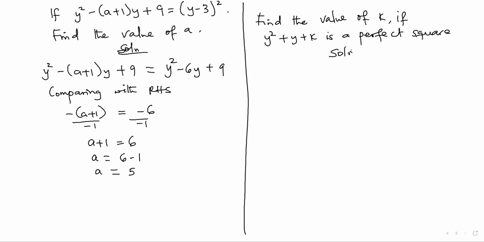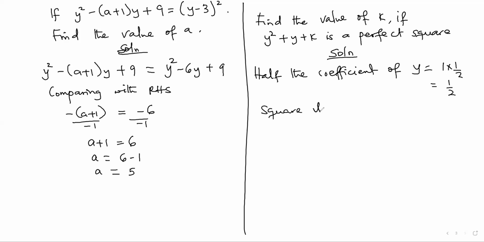So don't forget, what you need to do is to take the coefficient of y. And if you take the coefficient of y, it's 1. So that 1, you multiply by half. Now the answer is half. And what we need to do is to now square it. And when you square it, you have half squared, which is equal to 1 over 4.